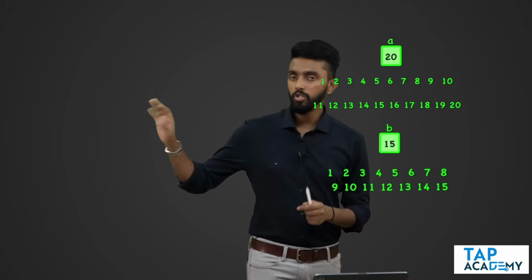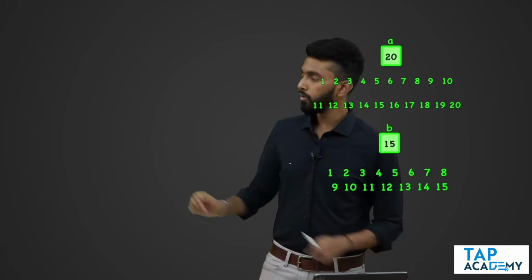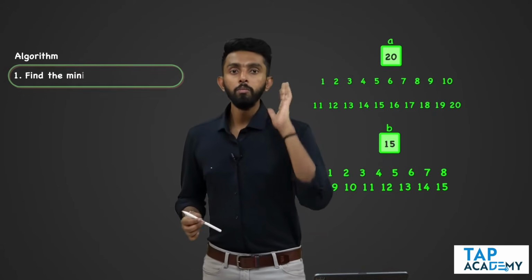Which means if I have to list it out as an algorithm, what will you do? Step number 1, find the minimum of A and B.